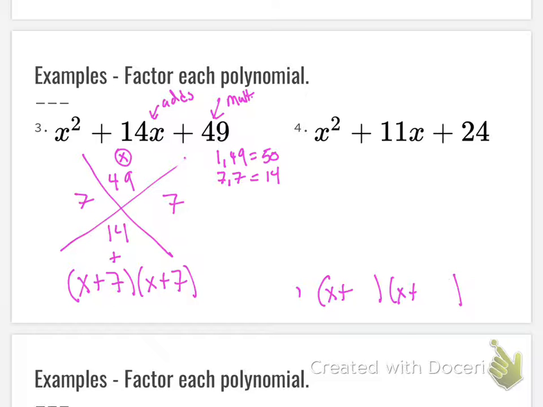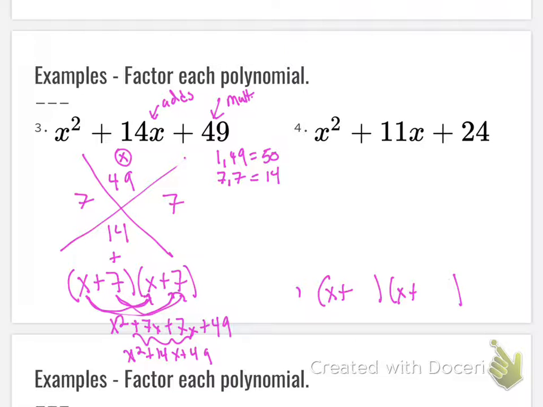If you guys wanted to see this multiplied out, you'd see that you had x times x, which is x squared, x times 7, which would be plus 7x, 7 times x, plus 7x, 7 times 7, which is 49. You add those middle terms together, that's 14, so you get x squared plus 14x plus 49, which is what we started with. So what this is doing is just going backwards.